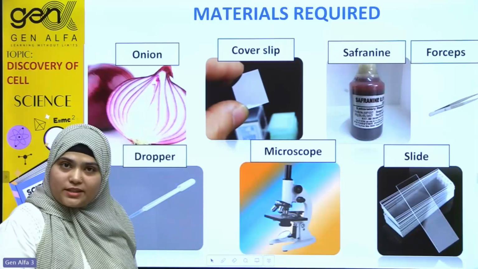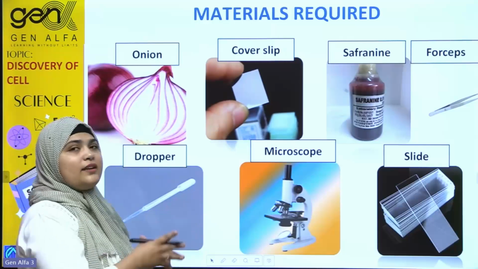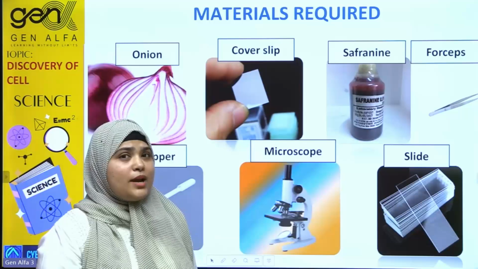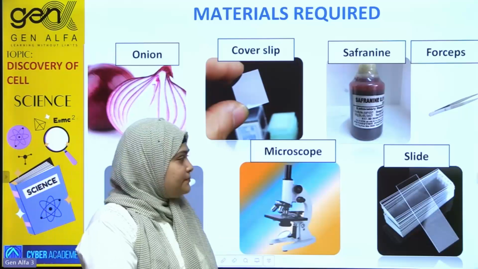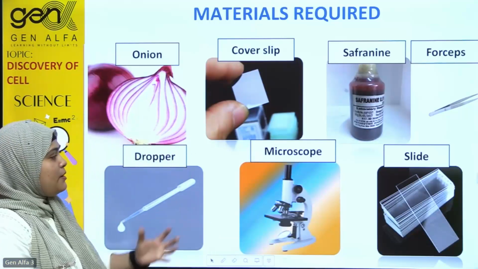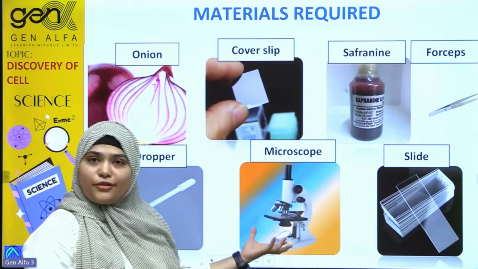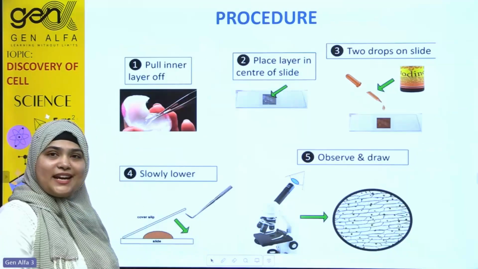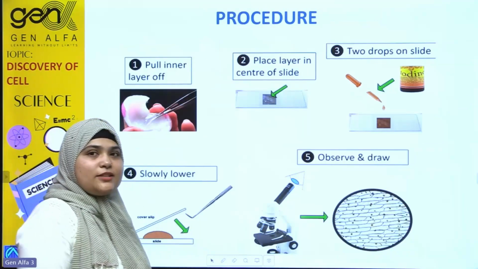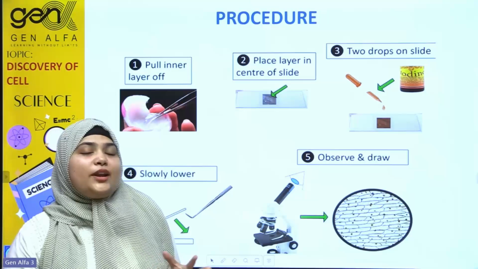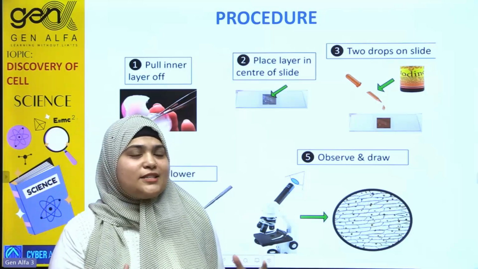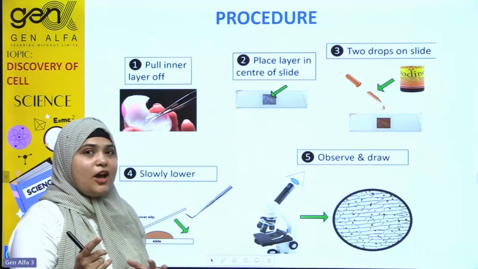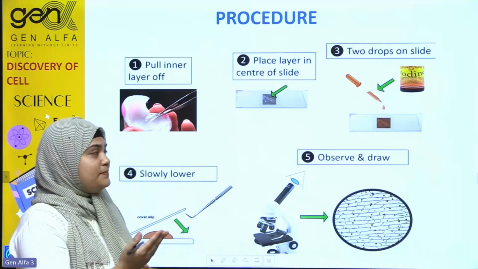Next, you need a transparent cover slip. Saffron, it is a kind of dye. You can also use iodine or methylene blue as well. Forceps, dropper, microscope, and of course slides. So let's do this activity together. Are you ready? Students, you can perform this activity in your lab with your teacher. You can discuss more with your teacher. But now it's time to listen to how we have to do this activity.